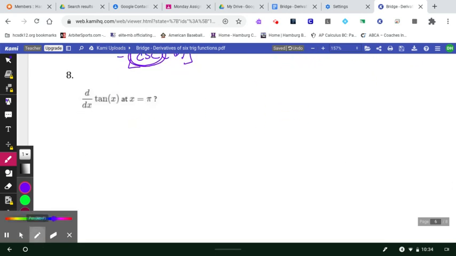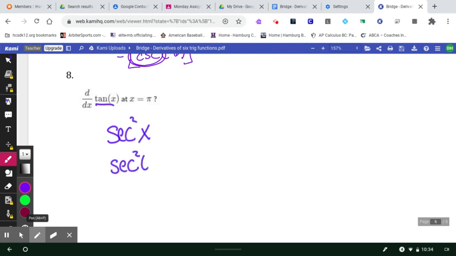Number 8, we want the derivative of tangent of x at x equals pi. Remember tangent and cotangent are one term squared. It doesn't start with a c, so we know it's positive. The derivative of tangent is secant squared. And I want to plug in my pi, so secant squared of pi. And I'm going to rewrite it because we don't like where that squared is. So it's the secant of pi and all of that squared.